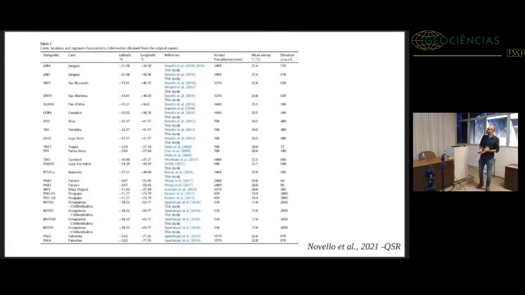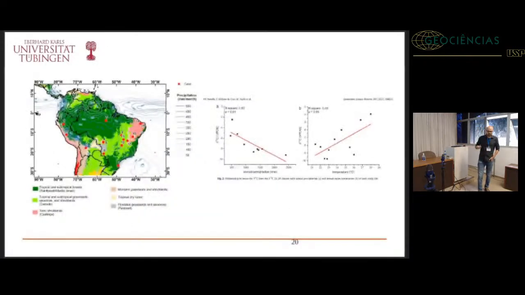Then we compiled more than 20 stalagmites. So the list is here. And first, we investigated what was driving δ13C in many of these different sites. It's not clear to see here, but this is a plot of the modern δ13C values from the top of the stalagmites, compared with the annual precipitation of different sites. So each dot here is one site. You will see that when you increase the precipitation, the δ13C was more negative.